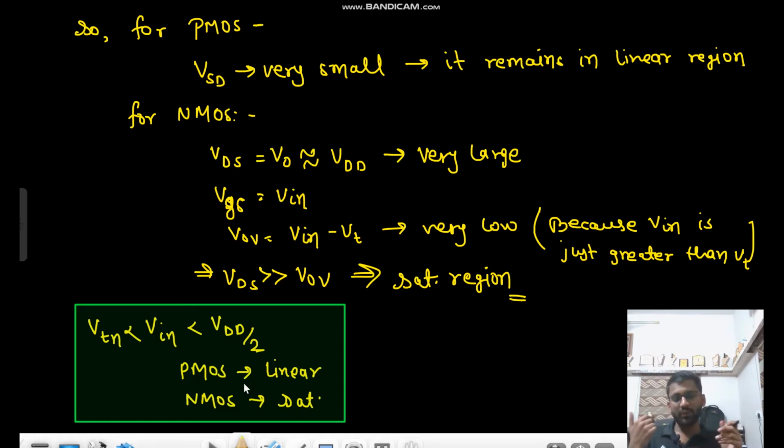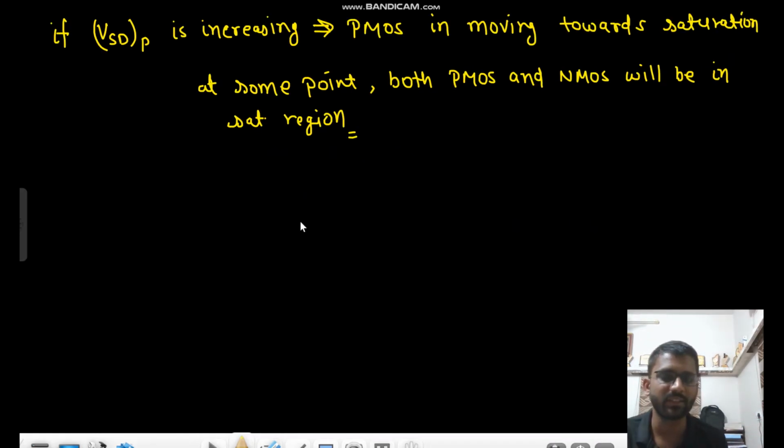But in PMOS, what do we see? If we are increasing Vin, your VSG is getting decreased. If your VSG is getting decreased, then there has to be something that has to increase, and that value has to be VSD. So if VSD is increasing, the first thing you can see is that the V naught is going low. And the second thing is that it is moving towards the saturation region. So NMOS is already in saturation region and your PMOS is moving towards the saturation region. There will be one point where both of them will be in saturation region, and the current is already the same.